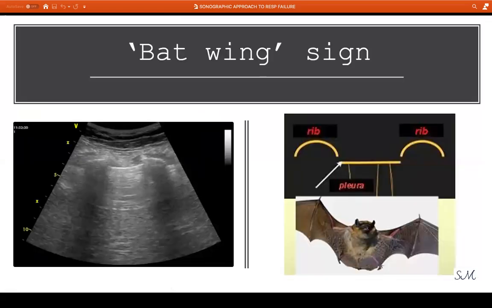And when you describe this finding in a classical manner, this is called bat-wing appearance. Here you can see a hyperechoic line, and on both sides there will be black shadow. And below this hyperechoic line, that is pleura, you can see multiple horizontal lines, which are called A lines. It looks like a bat.